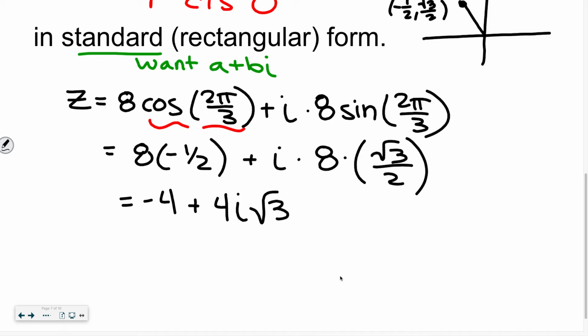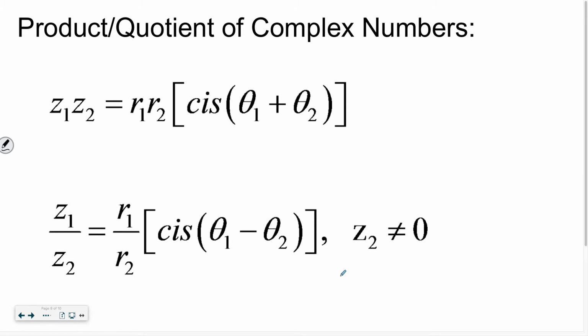Anytime you're working with things on the unit circle, give exact answers. If it said the cosine of 5 pi over 7, I don't know that. So if I wanted to change it into rectangular form, I would use my calculator. Pay attention to your mode. If it was 5 pi over 7, I should be in radian mode. And then I would type it in and get decimals. Okay, so be aware that that's an option.